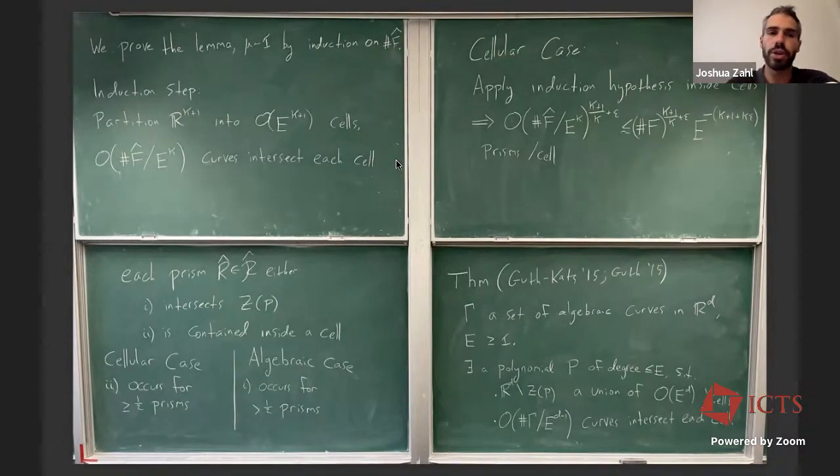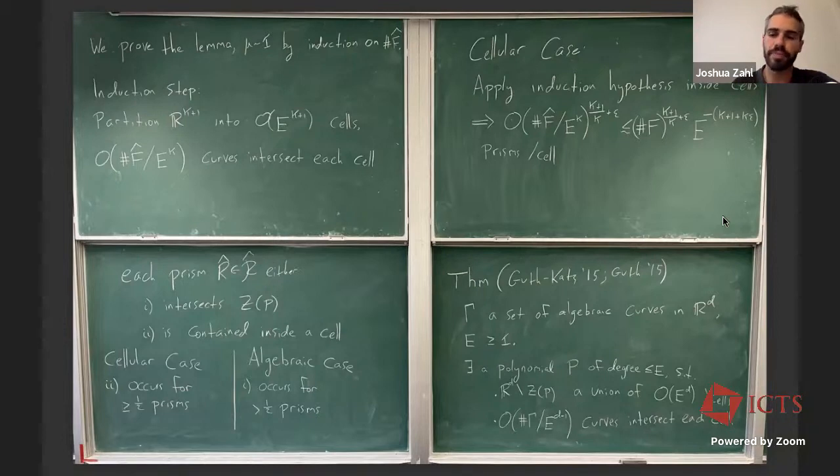So how many curves were there inside of any given cell? There's about the size of f over e to the k. The induction hypothesis says there's about the size of f over e to the k, to the power of (k plus 1 over k plus epsilon). That's the number of prisms that could be inside of that cell. And we can simplify that. And so that's how many prisms on the upper right board are inside of any given cell.